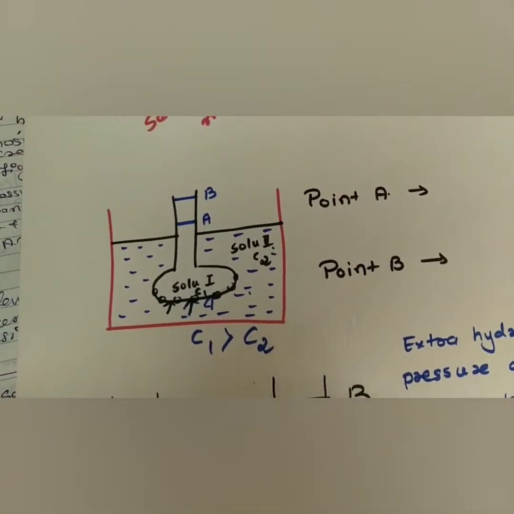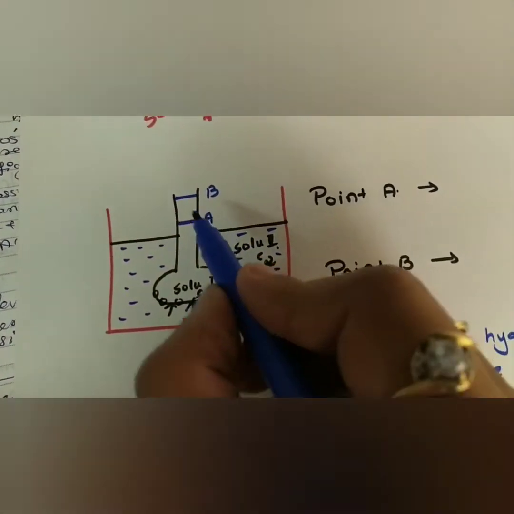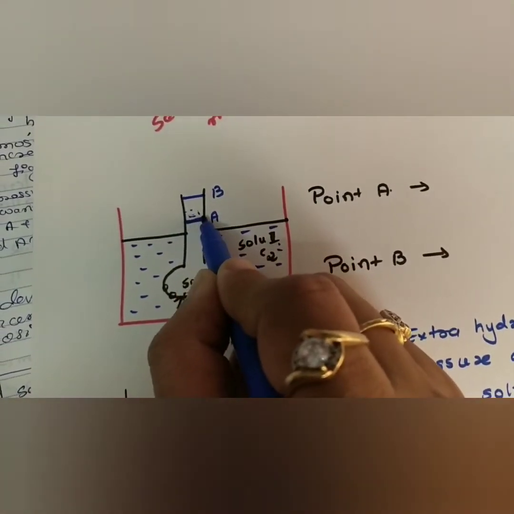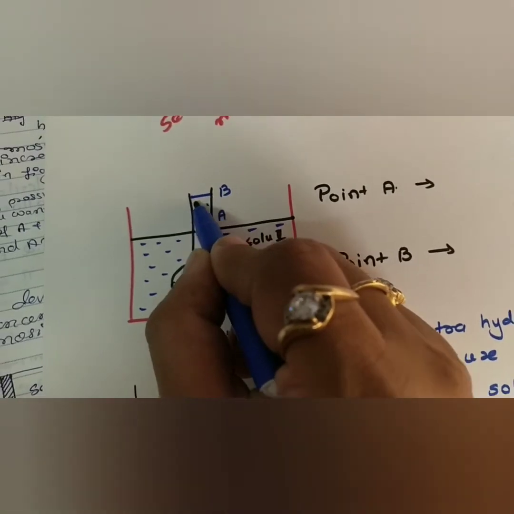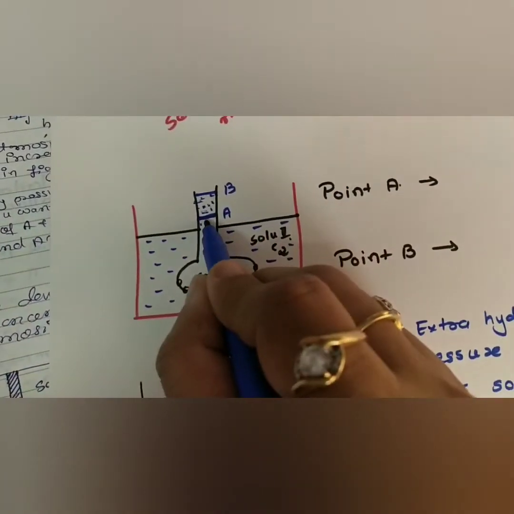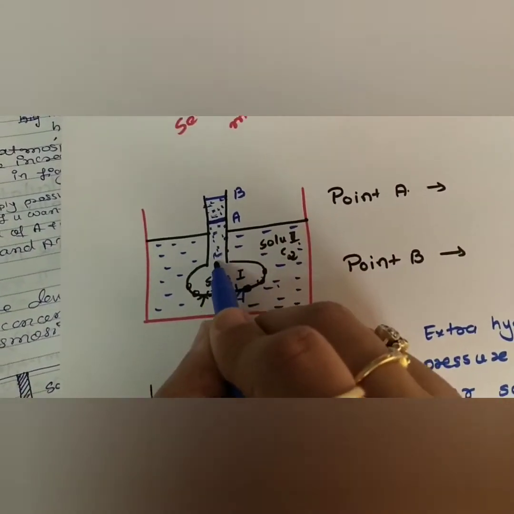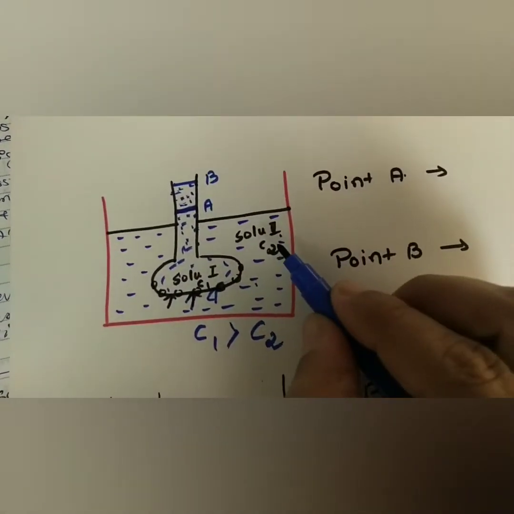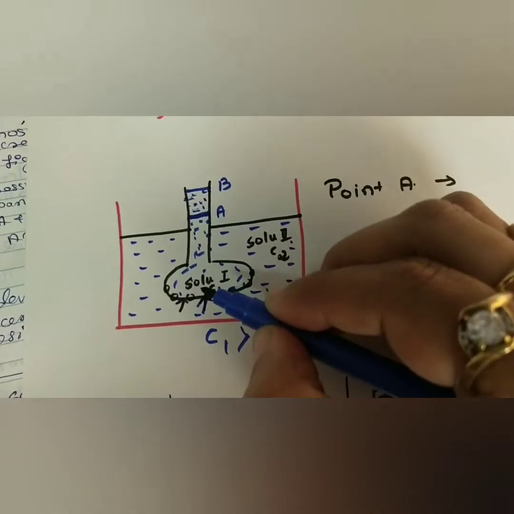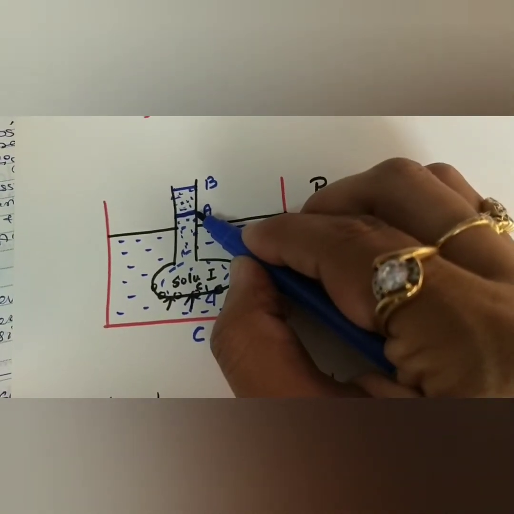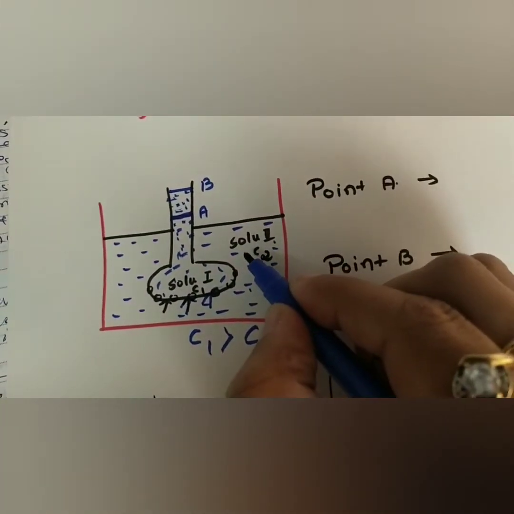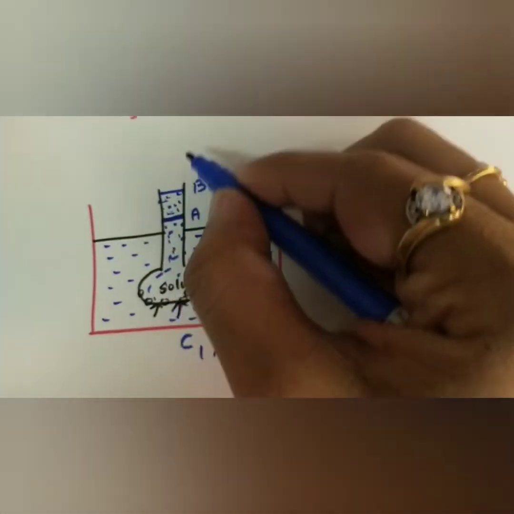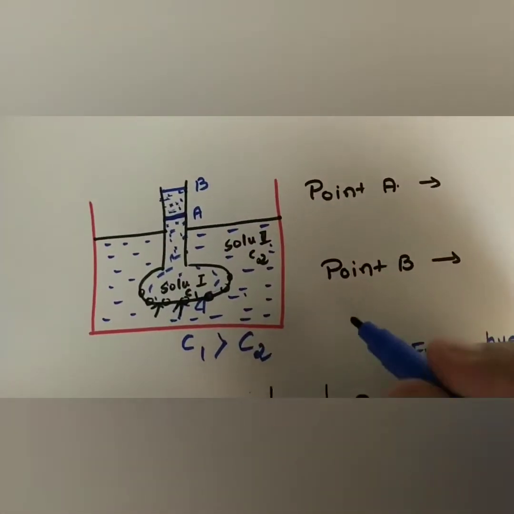Okay, and due to this, what happens? This level will rise. First the level is A and now the level is up to B. Okay, now the level is up to B. This is due to what? Already solution 1 is present up to A and now there is an entry of solution 2 molecules. So this height will rise.